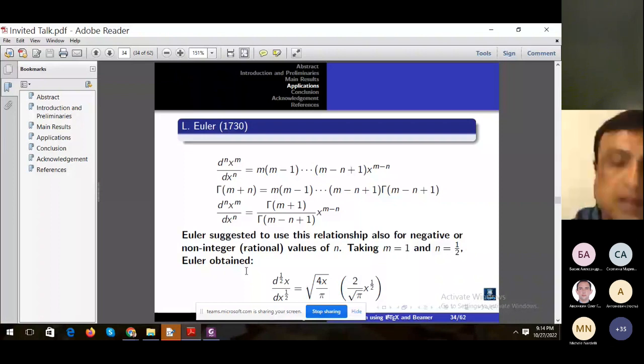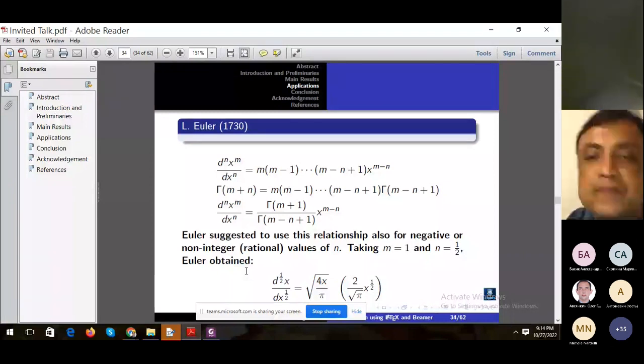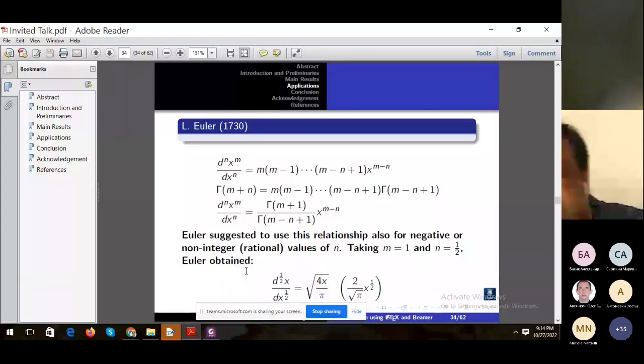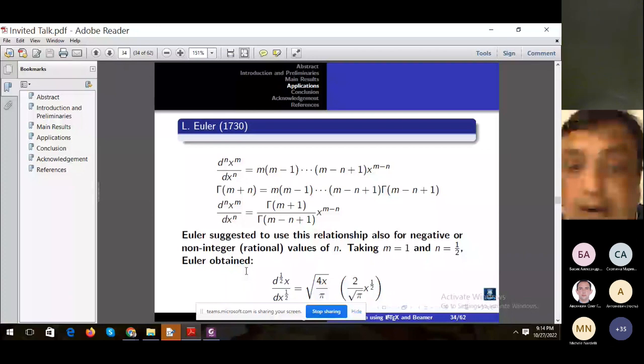Nowadays, in the 21st century, everyone working in the field of fractional calculus or dealing with differential equations finds this composition formula, or we can say image formula, very, very important, which was given by Euler in 1730. This is the formula in terms of the gamma function, gamma m plus 1 upon gamma m minus n plus 1 into x raised to power m minus n. Very important formula. Euler suggested using this relationship also for negative or non-integer rational values of n.